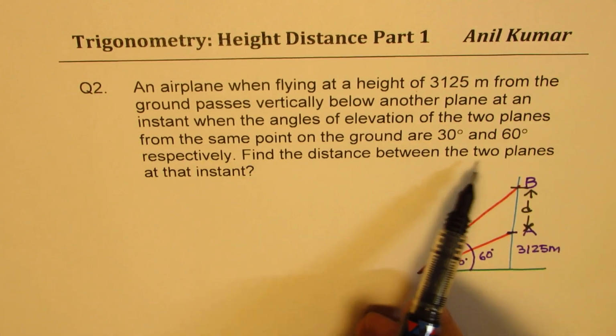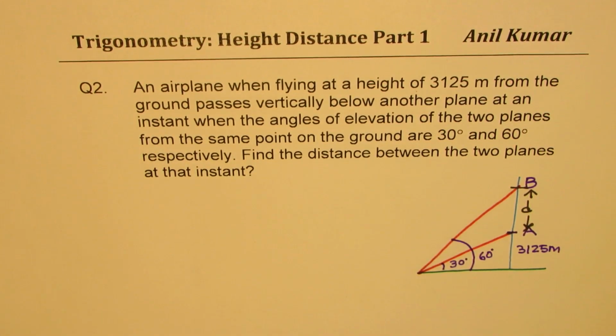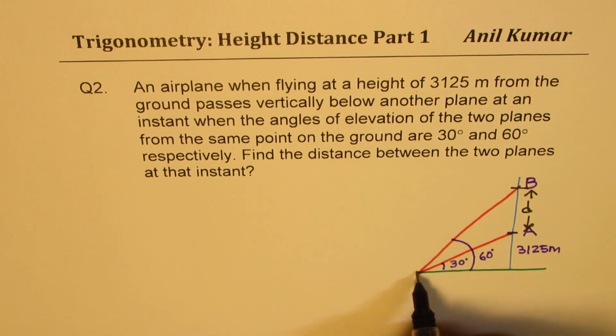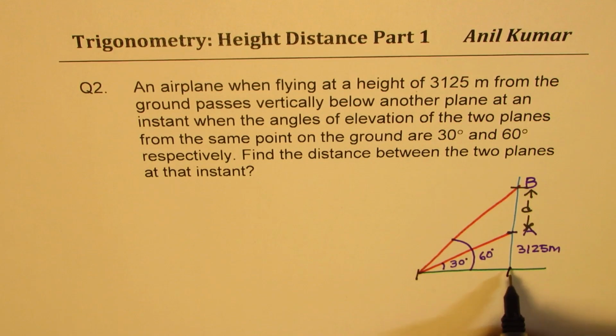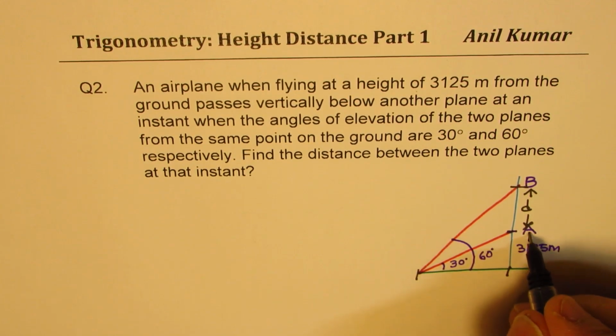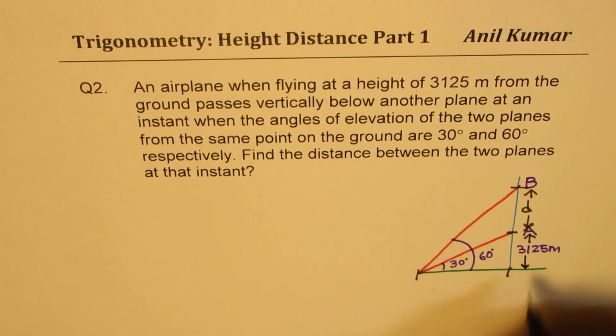So find the distance between the two planes. Now how are you going to do it? That is what you need to figure out. In this particular case, we can find the tan ratio, and then subtract one height from the other to get the particular answer. And we know that this height from ground to position A is 3125.